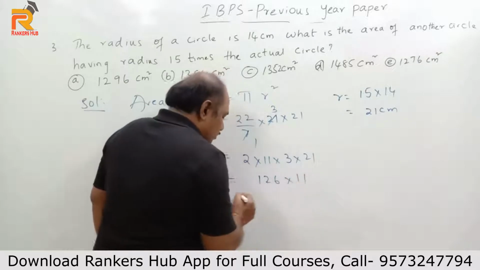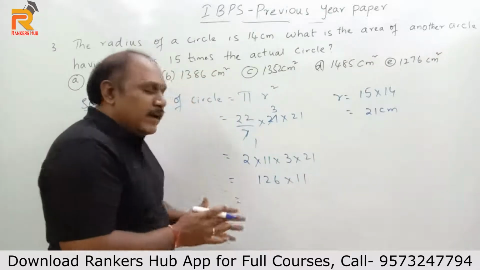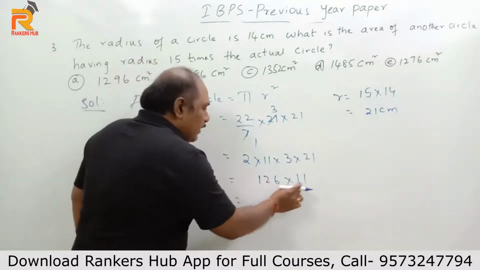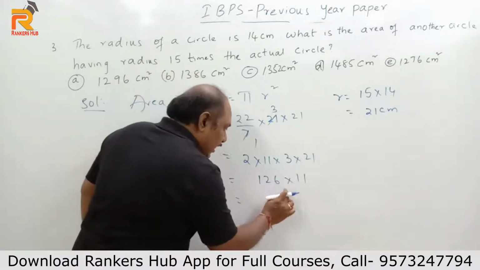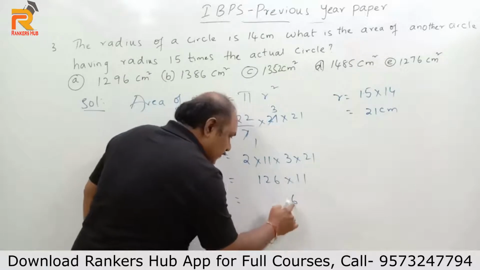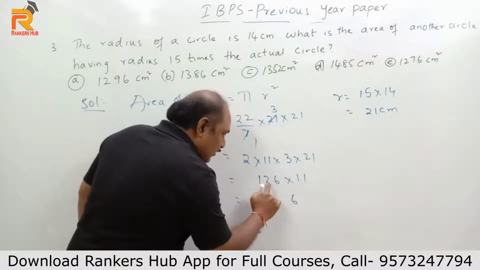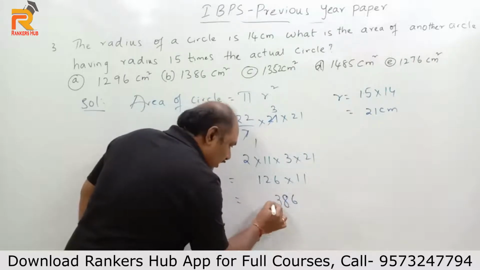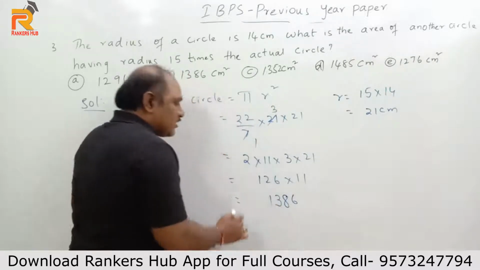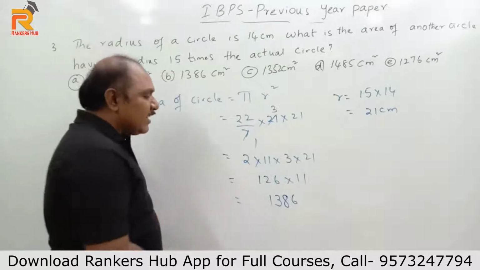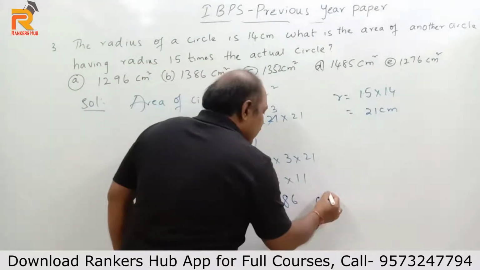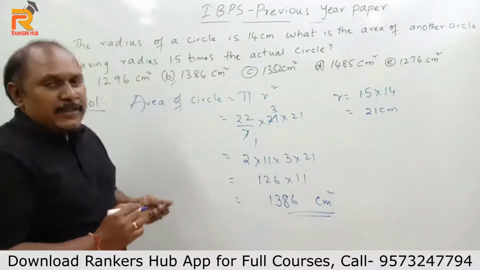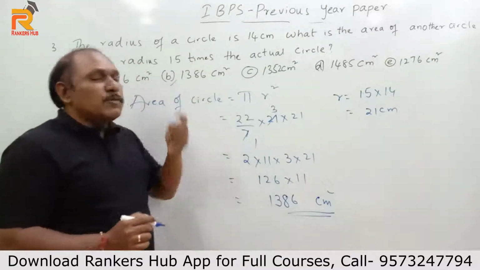Into 11. I hope all of you know how to multiply a number with 11. If you do not know, you can listen here. Very simple, multiplying a number with 11: write the unit digit as it is, 6. Now add 2 consecutive digits, 2 plus 6, 8, 1 plus 2, 3, and write this one as it is. So it is 1386 square centimeters would be the area of this circle. So the answer for this particular question is option B.